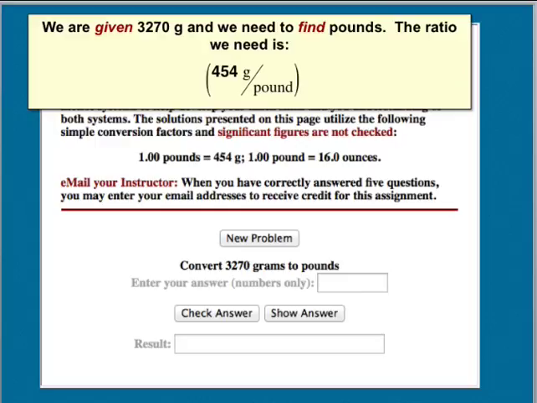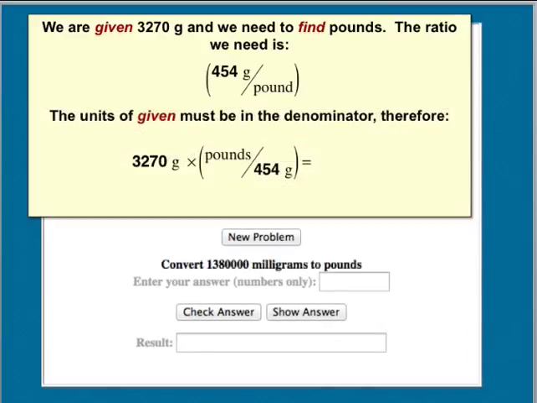Grams is our given, so we have to flip this thing upside down. There we go. Now our grams will cancel. And we simply take 3,000 divided by 454. We're dealing with about 7 pounds or so. Any questions? Go ahead and try these. Again, if you click on the show answer, it will take you through the entire problem step by step. So it's a nice way to learn.